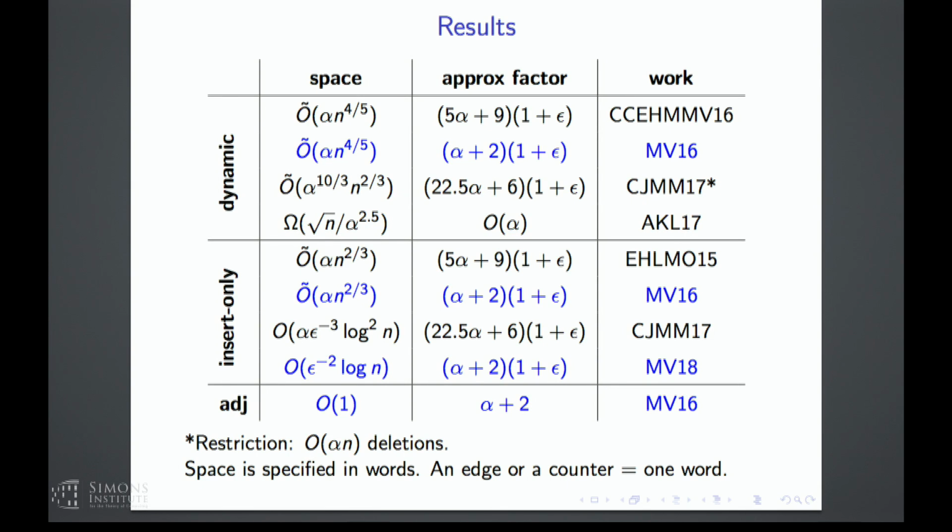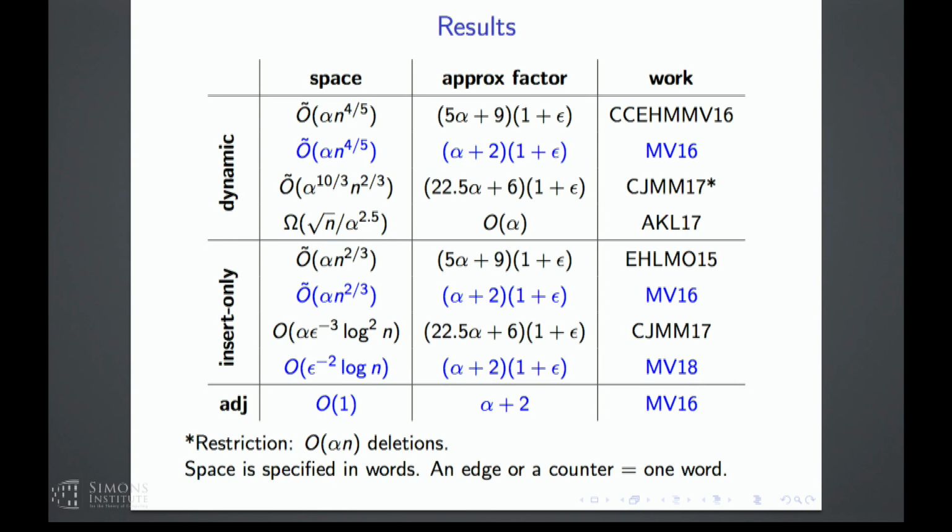In 2017, Kormod et al. presented another algorithm that returns an approximation which is linear in alpha, which uses slightly smaller space, alpha to the 10^3 times n to the 2/3. However, their algorithm has one restriction, that the number of deletions is limited to alpha n. And there's also a lower bound that says that if we want an approximation factor linear in alpha, then in dynamic streams, we basically need to use root n space.